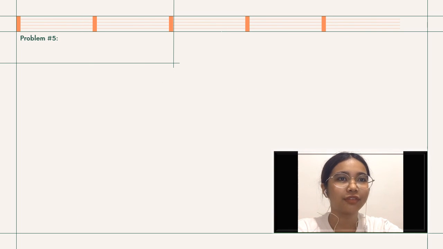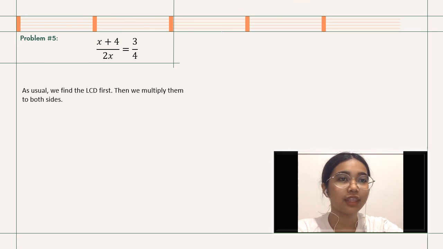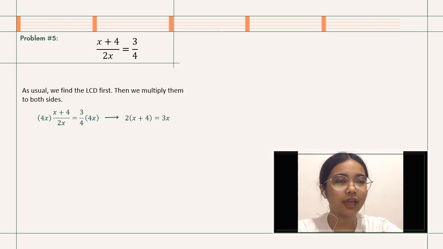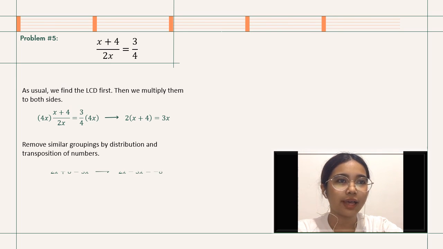Problem number 5. x plus 4 over 2x equals 3 over 4. As usual, we find the LCD first. Then we multiply it to both sides. 4x times x plus 4 over 2x equals 3 over 4 times 4x. 2 times x plus 4 equals 3x. Remove similar groupings by distribution and transposition of numbers. 2x plus 8 equals 3x.